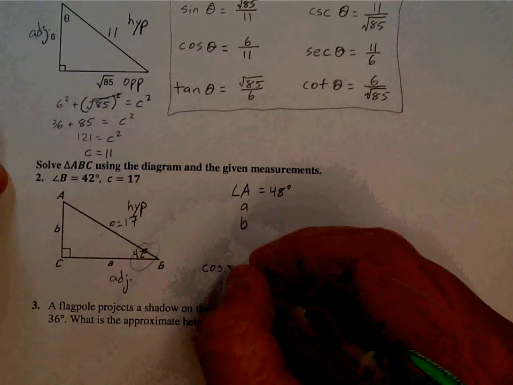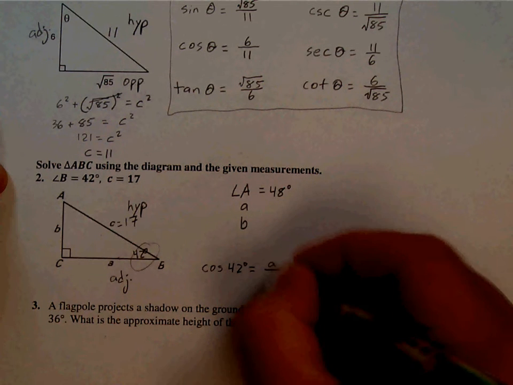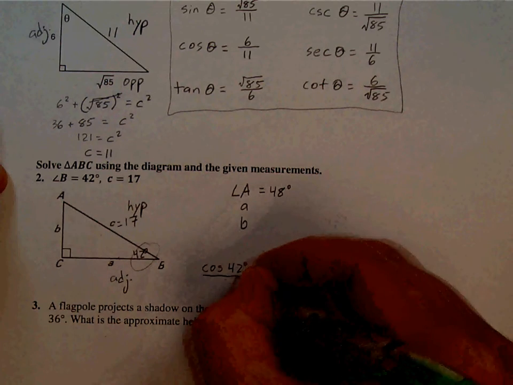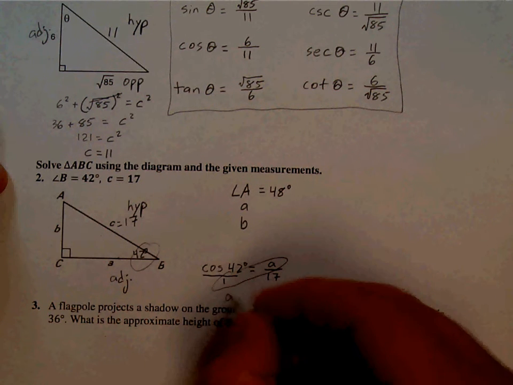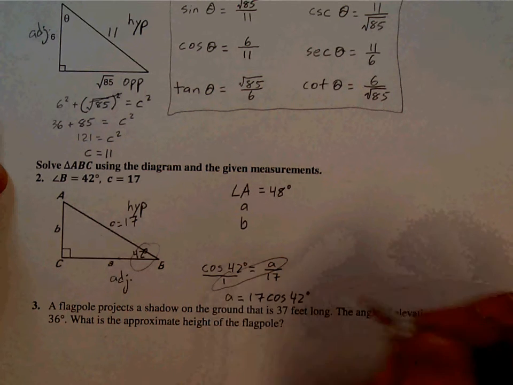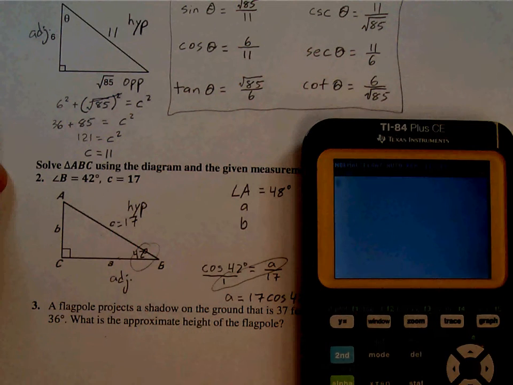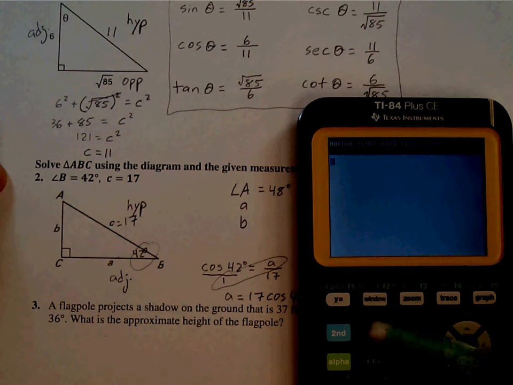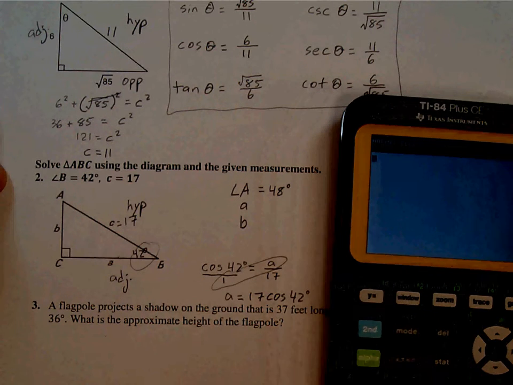So let's write it down. Cosine of 42 degrees is equal to adjacent over hypotenuse. So it's A over 17. Put cosine of 42 over 1 so we can cross multiply. A gets multiplied by 1, so 1A is just A, equals 17 times cosine of 42. We'll plug that in the calculator. You want to make sure that your calculator is in degree mode. So I'm going to go to mode here, and degree is right here. It's a little hard to see on there, but it is highlighted. So I know I'm in degree mode. So I'm ready to go. So I will hit 17 times cosine of 42.